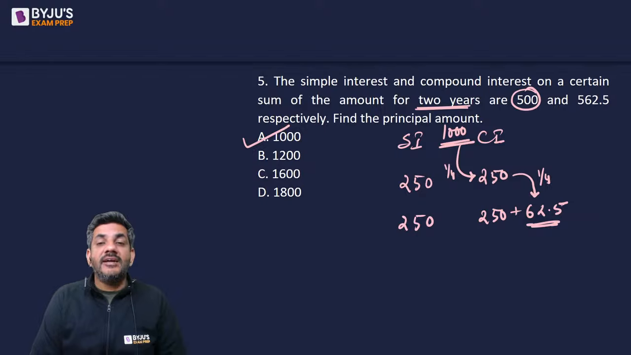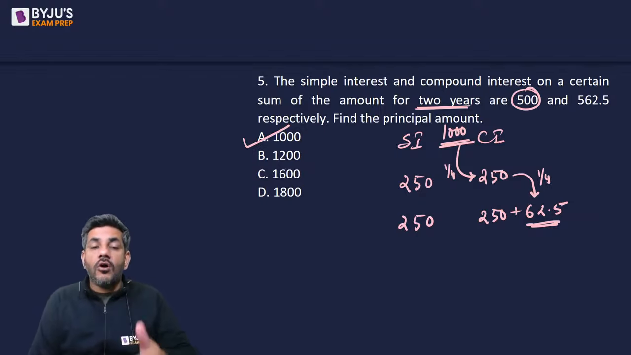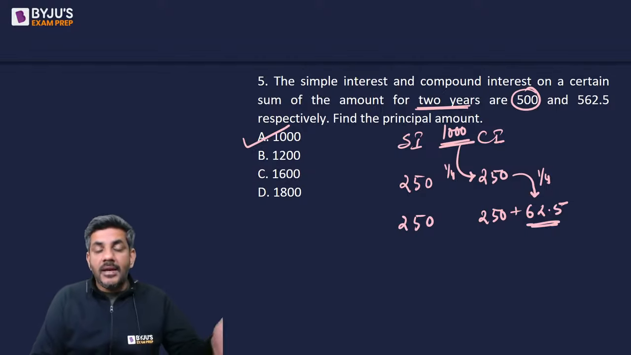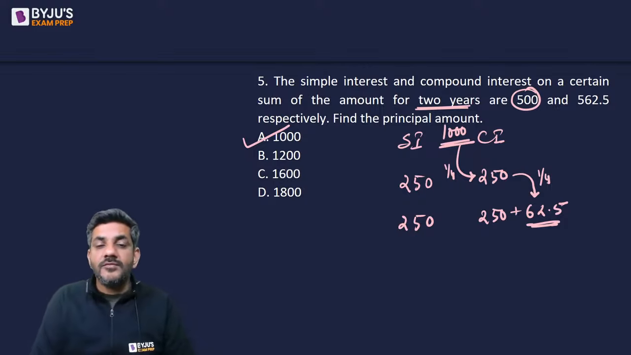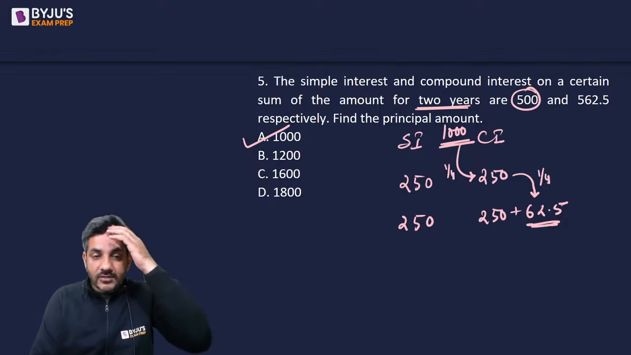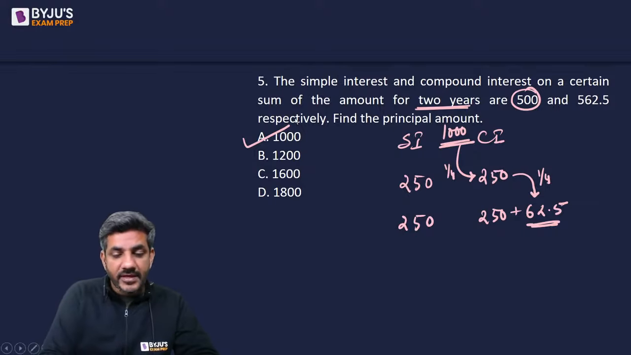62.5 was the extra interest, and the extra interest in 2 years is actually the interest on first year's interest. पहले साल के इंटरेस्ट पे ही इंटरेस्ट होता है वो. So 250 पे 1/4 आपको 62.5 मिल गया है. So that means this 250 is also 1/4 of the principal. Principal का 1/4 250 है तो principal क्या होगा? It will be 1000, and that way we get the answer for question number 5.